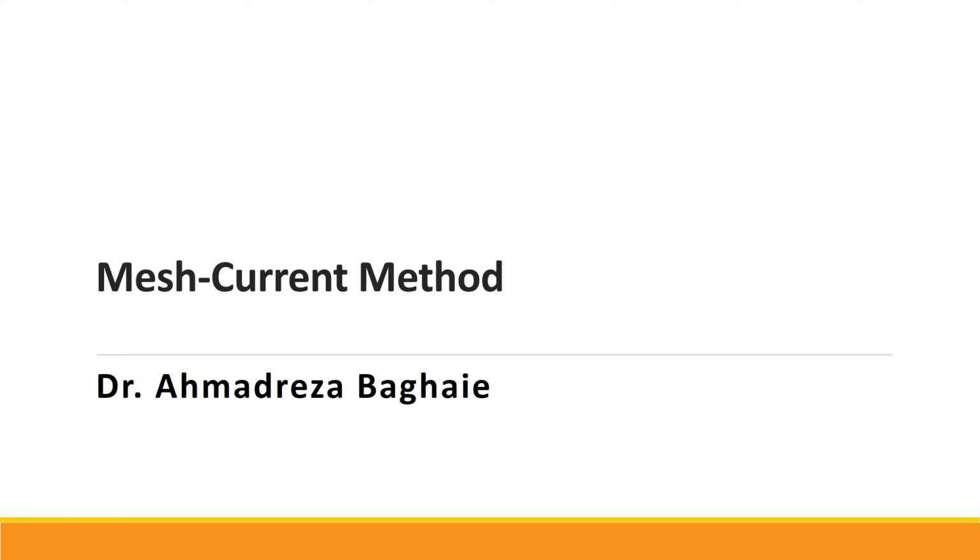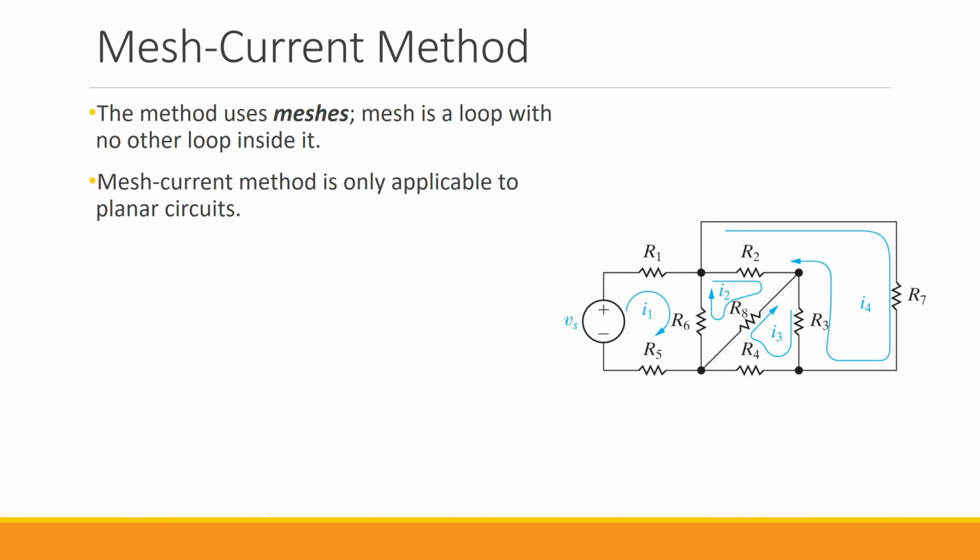In this video, I want to talk about the mesh current method. So before I begin, let's just quickly go over this circuit. We have an independent voltage source. We have 8 resistors that are connected to this voltage source.